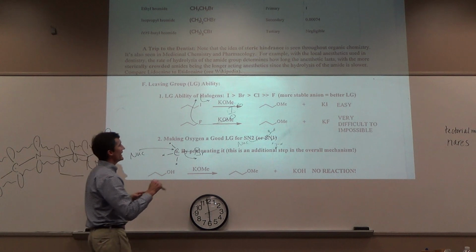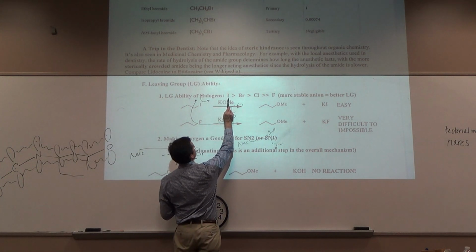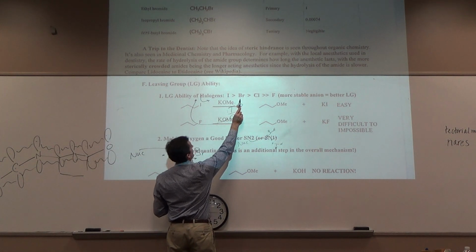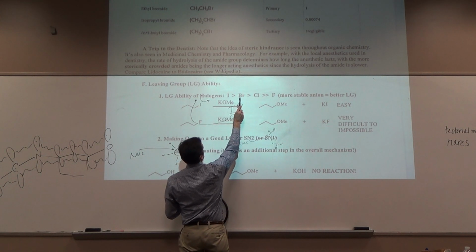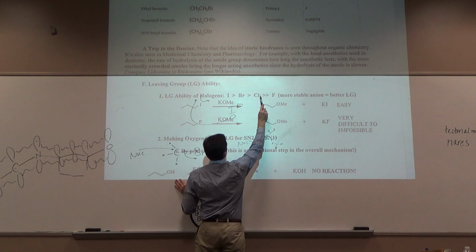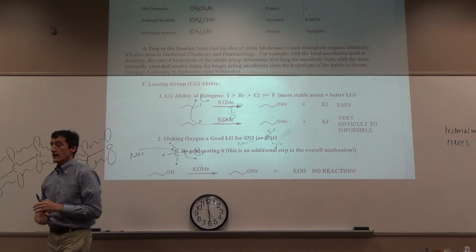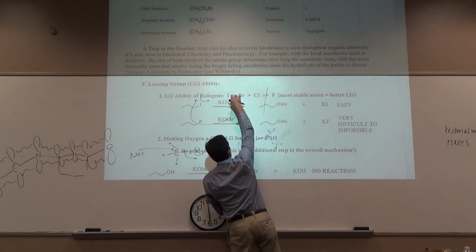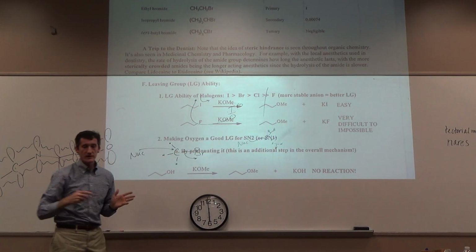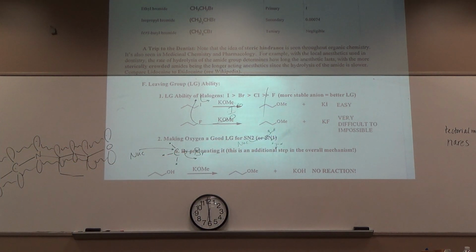Of your halogens, your iodine is your best leaving group. Bromine's next, then chlorine. So iodine is better than bromine, bromine is better than chlorine, and chlorine is way better than fluorine. Sort of the cutoff is here. These three are pretty good leaving groups. Chlorine's your worst. Fluorine is a lousy, bad leaving group.